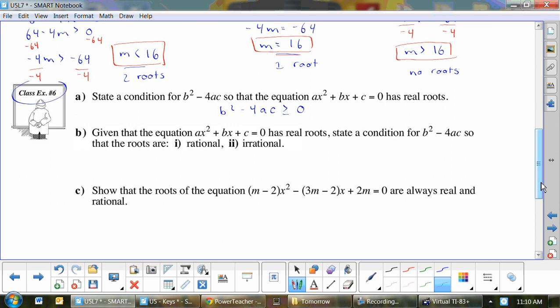And so you'll remember that rational is when whatever is under that square root sign we can solve for. And irrational is when it doesn't solve for a whole number and we have to leave it under there. Okay? So for the first one, if it's rational, that means that we can take the square root of whatever is under that square root sign. Okay? And so that just means that everything under that square root sign is a perfect square.